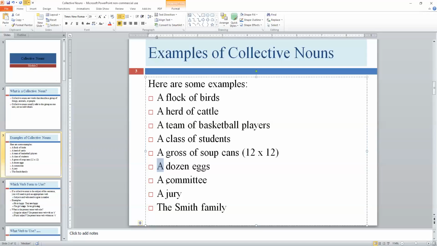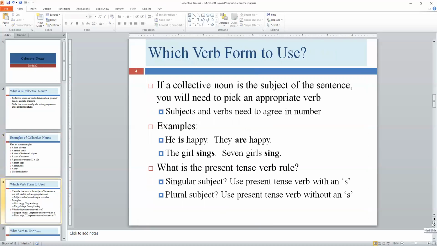A committee. You're going to have more than one member on the committee. A jury. You're going to have more than one person on a jury. The Smith family. The Smith family includes more than one person, but we call it a family. So you can see in each one of these cases the word is actually singular that makes up the collective unit, even though it communicates a group larger than one entity in that group.